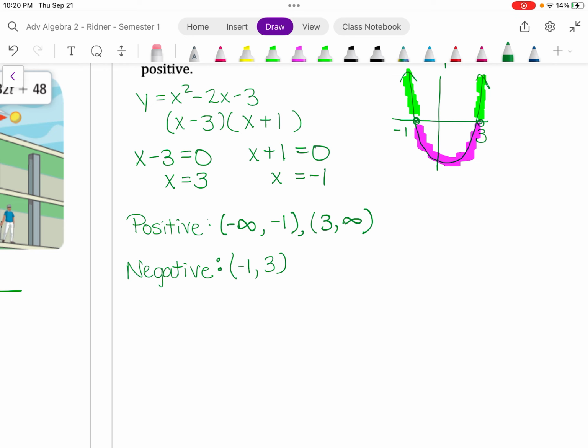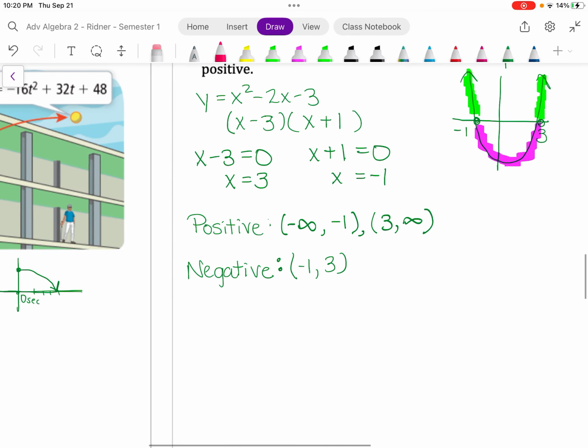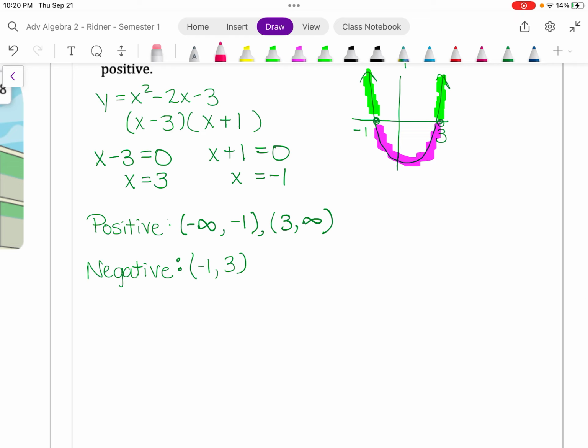Oops, I'm not trying to do that. I need a pen. What is happening? My pen doesn't want to work. Let's plug it back in here.